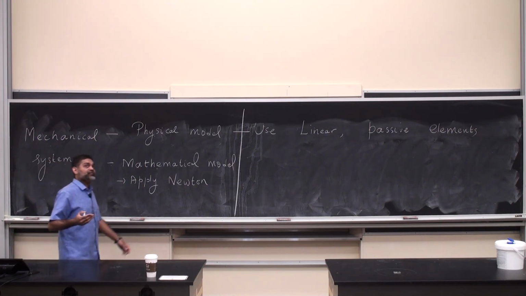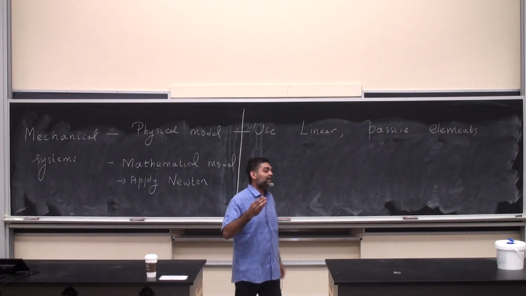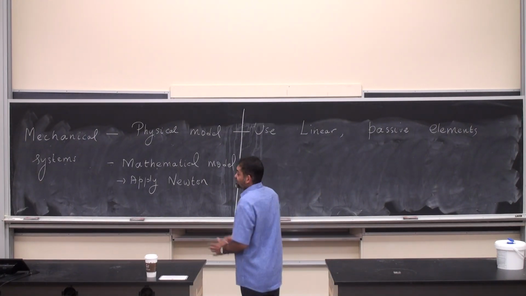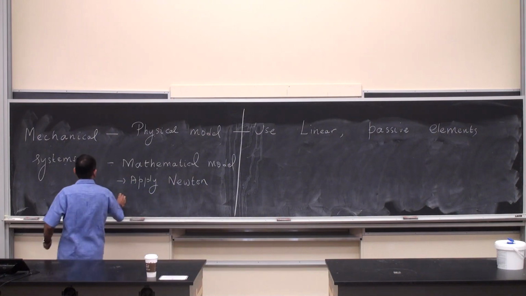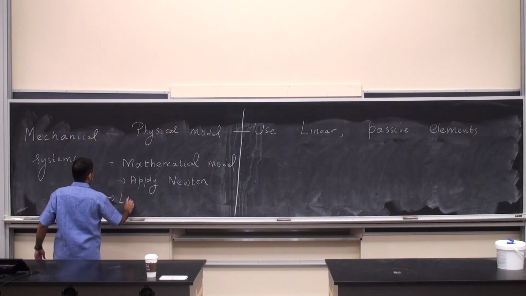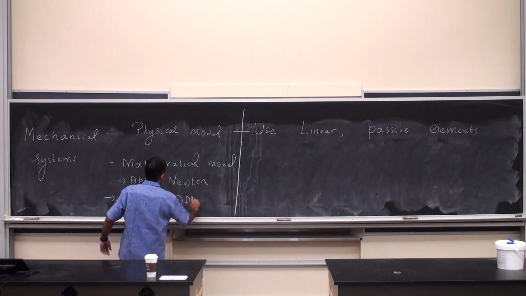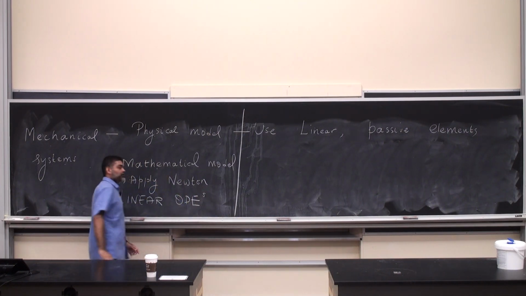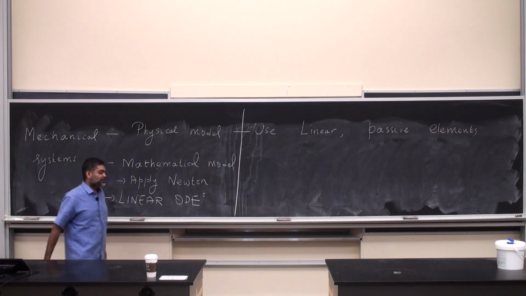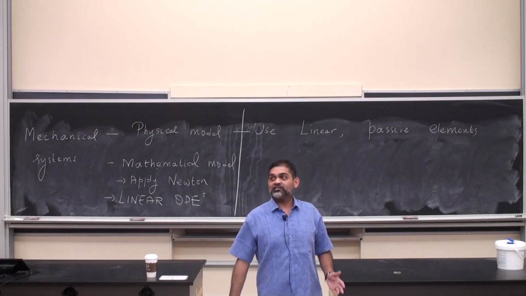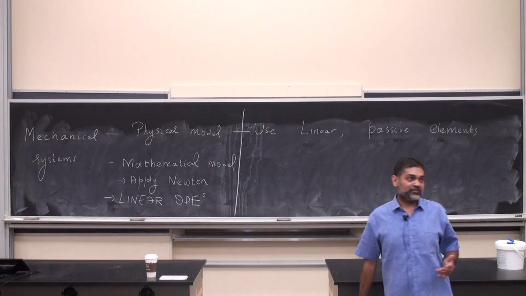Invariably, the mathematical model is going to end up being a linear ordinary differential equation, or a set of ODEs. So the system model will end up being a linear ordinary differential equation, or equations, plural, because we can have systems that have multiple degrees of freedom, and we will end up with multiple equations which are linear, ordinary, and differential. Okay?